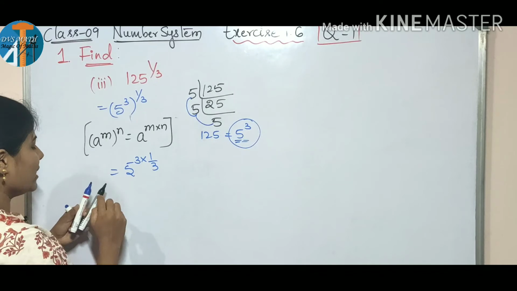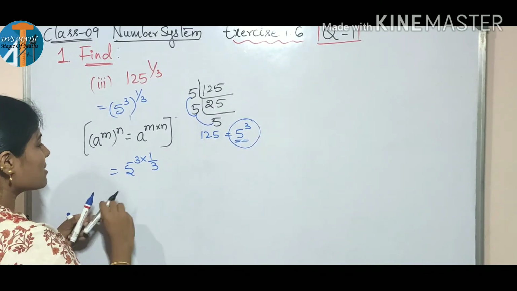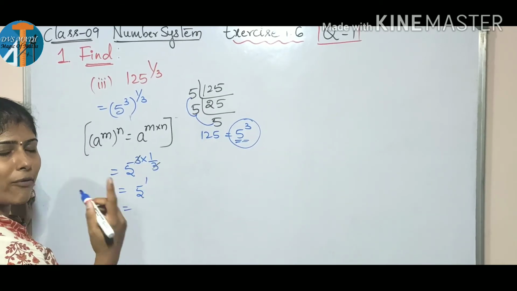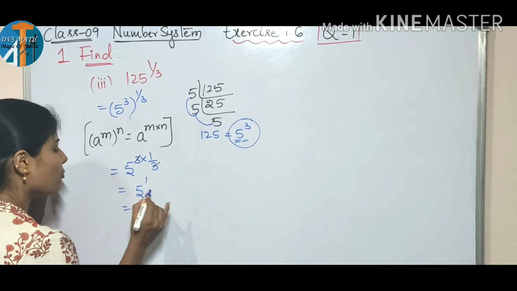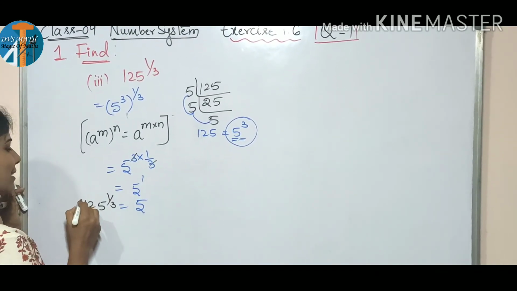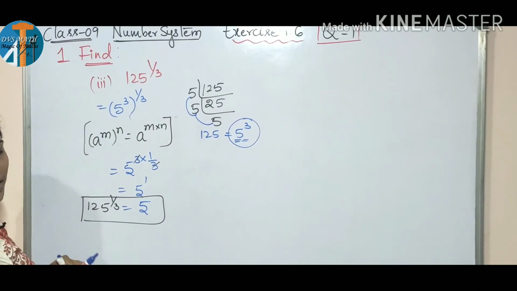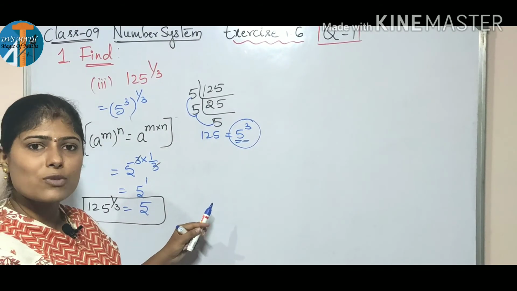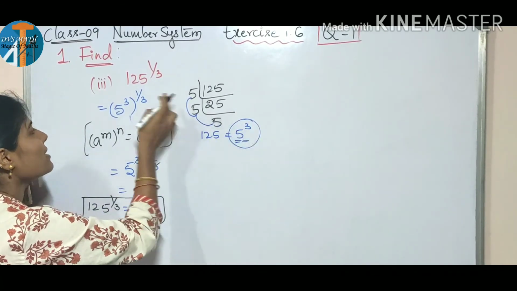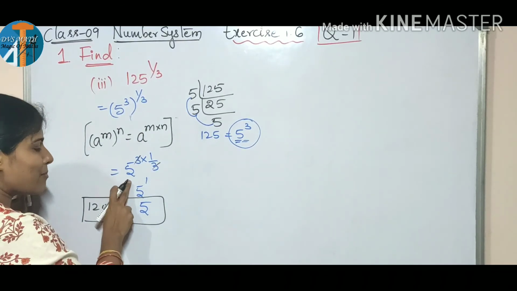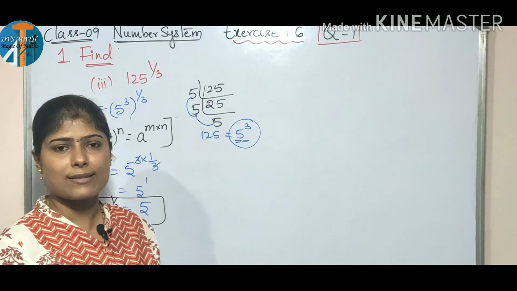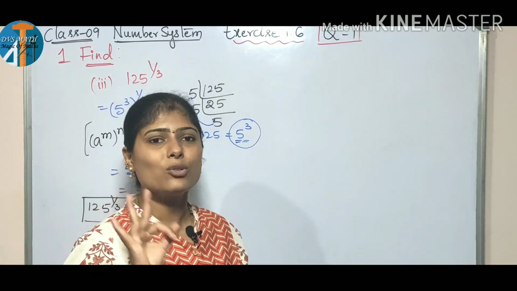So here 3 into 1 by 3. These are reciprocals of each other, so they cancel. So 3 and 3 cancel. Finally you can write 5^1. Anything to the power of 1 remains the same number. So it is 5. That means 125^(1/3), its answer is 5. Clear? So first express them in terms of factors, common factors, write them in exponent form and substitute here, apply the law, simplify it, and write the final answer. So this is how you have to solve exercise 1.6 question number 1 in the 3 sub questions.